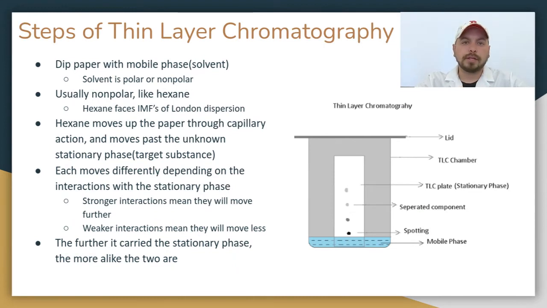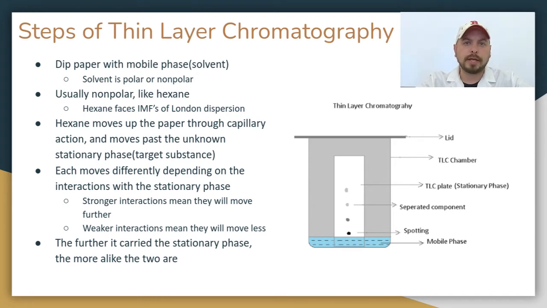Now, in thin layer chromatography, we have two phases. There's the mobile phase, or the solvent, and the stationary phase, which is going to be our target substance. The way it generally works is we dip a piece of paper, chromatography paper, into our mobile phase, our solvent. Now, the solvent can be either polar or nonpolar. Normally, it's nonpolar. However, it could be a polar substance too. So let's just say it's hexane, all right? So we've got mobile phase, which is hexane.